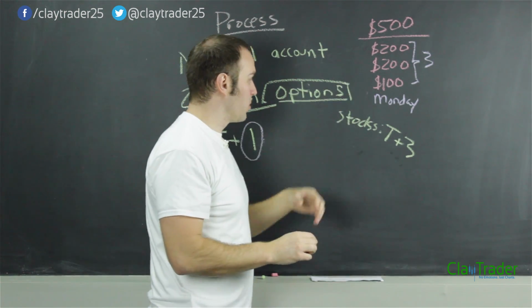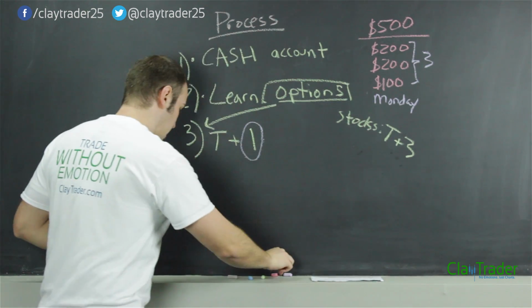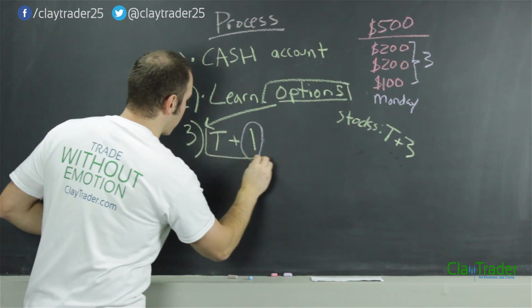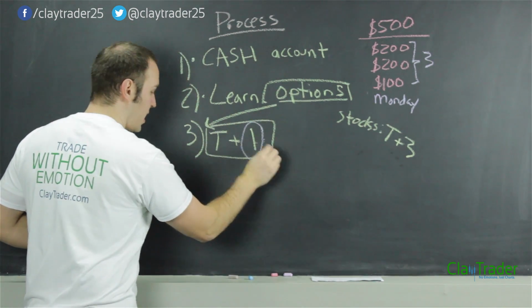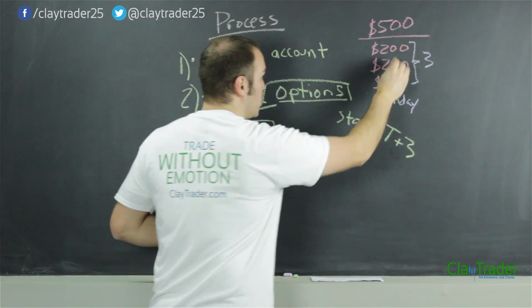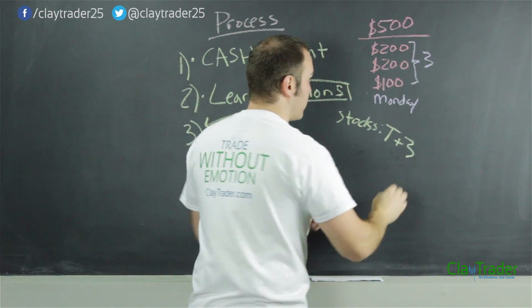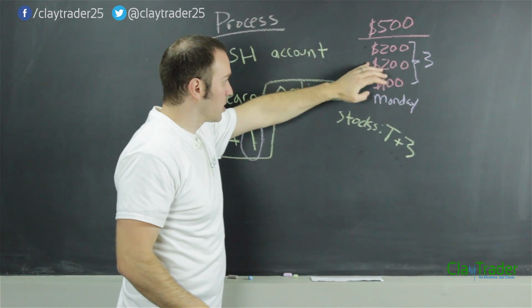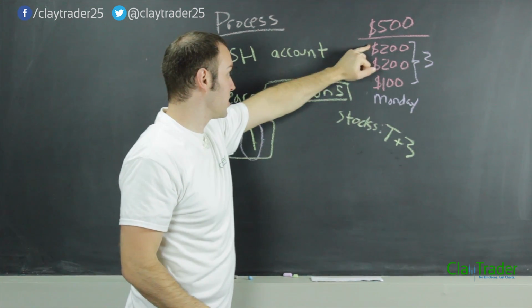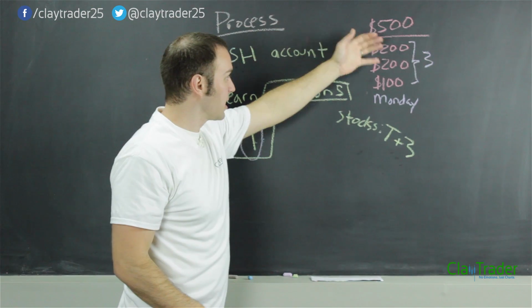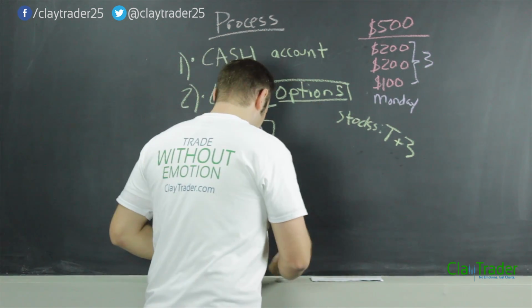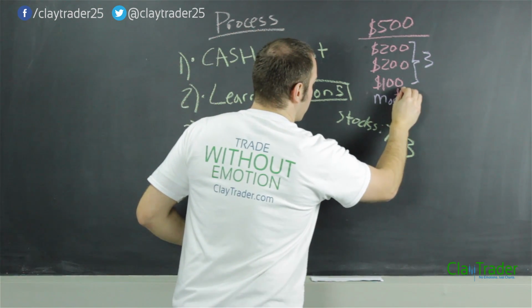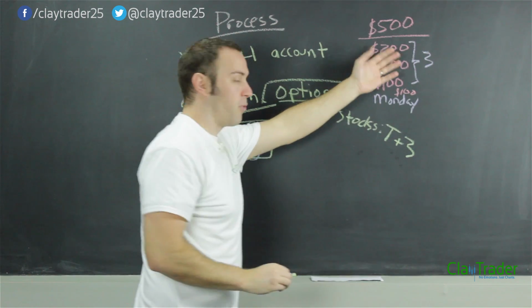But then when Tuesday rolls around, because of this beautiful thing over here, you only have to wait 1 day. Tuesday comes around, you can do that same thing. Again, 200 there, 200 there, 100 there. If you made money on Monday, then you could maybe even do more trades. Let's say you made $100 on Monday. Well, now you've got another $100 you could use. So on Tuesday, you could technically do 4 trades.